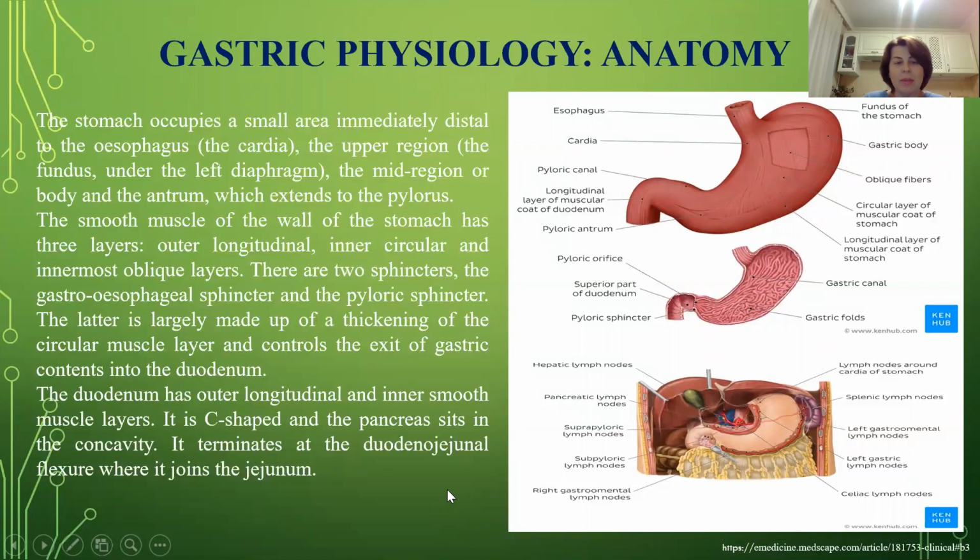There are 2 sphincters, the gastroesophageal sphincter and the pyloric sphincter. The latter is largely made up of the thickening of the circular muscular layer and controls the exit of gastric contents into the duodenum. The duodenum, here it is, has outer longitudinal and inner smooth muscular layers. It's C-shaped and the pancreas sits in the concavity. It terminates at the duodenal flexure, where it joins the jejunum.